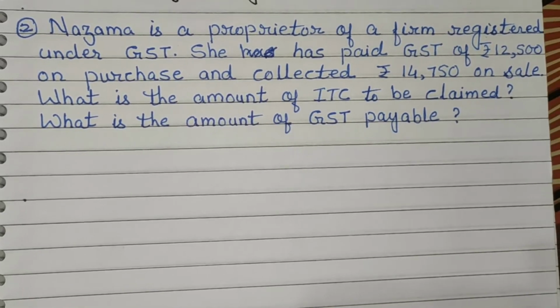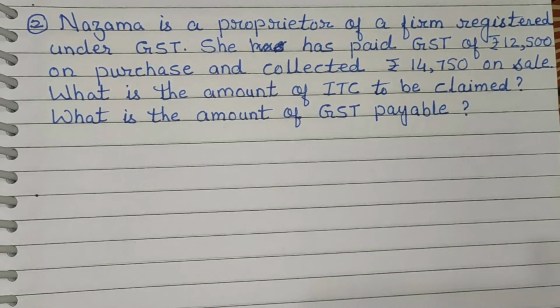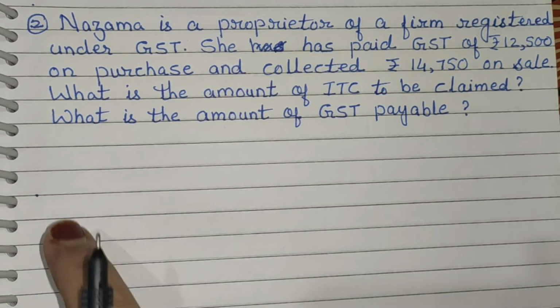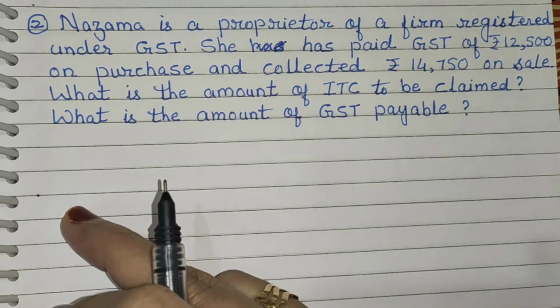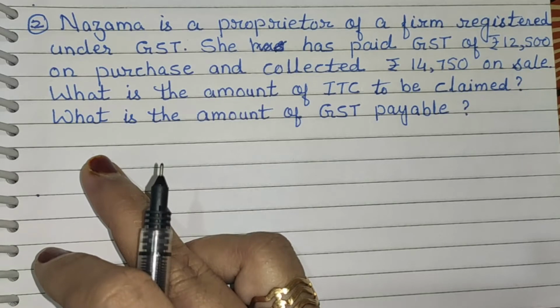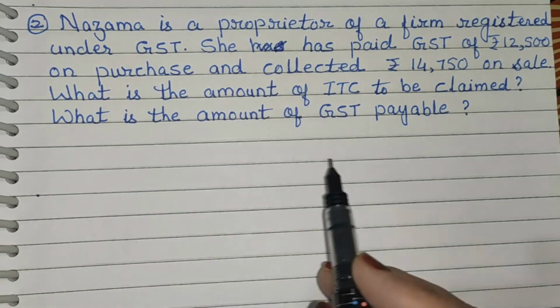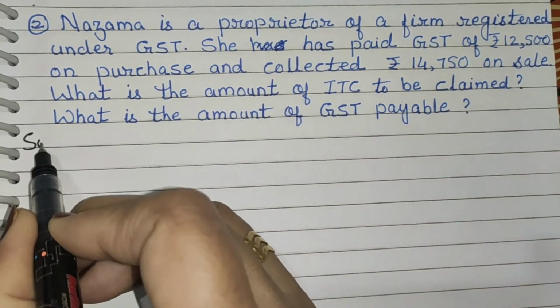Now, next question is, Nasma is a proprietor of a firm registered under GST. She has paid GST of rupees 12,500 on purchase and collected rupees 14,750 on sale. What is the amount of ITC to be claimed? What is the amount of GST payable? Write down your solution.